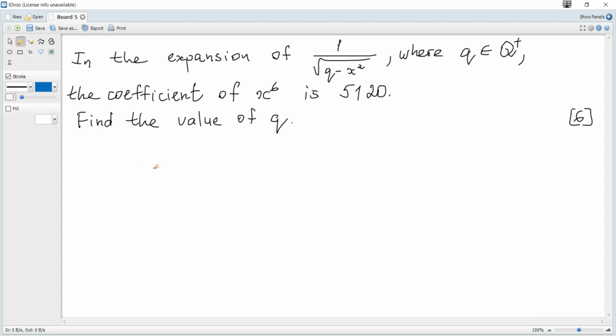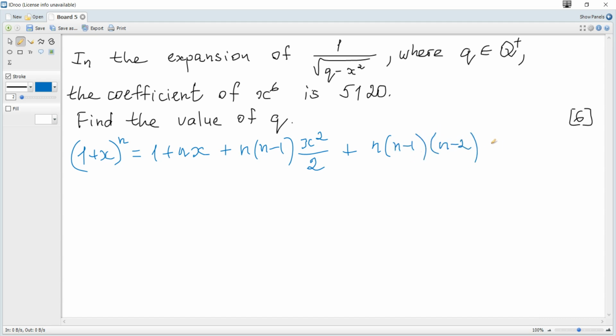The formula I will use is (1 plus x) to the power of n, where n is rational, is 1 plus n times x plus n times (n minus 1) times x squared over 2 factorial, which is just 2, plus n times (n minus 1) times (n minus 2) times x cubed over 3 factorial, which is 6, plus so on, provided that the absolute value of x is less than 1. It's necessary for this series to be convergent.